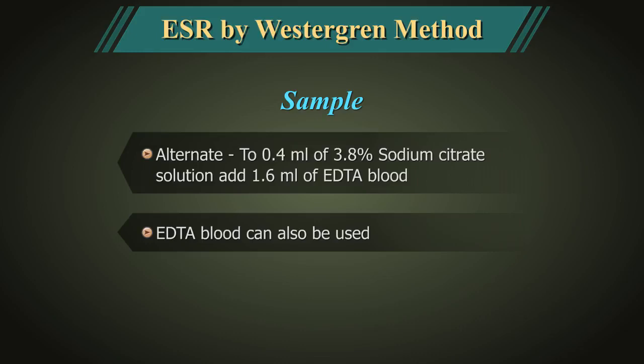Note: you can also use EDTA blood. If kept at 4 degrees centigrade, it can be used up to 24 hours. In this case, mix the EDTA blood well and place 1.6 milliliters into the trisodium citrate solution.